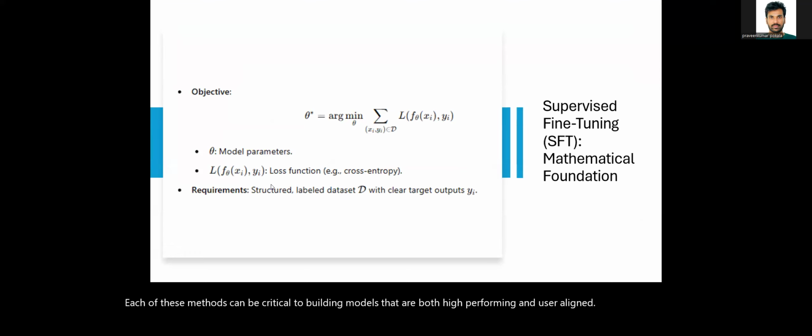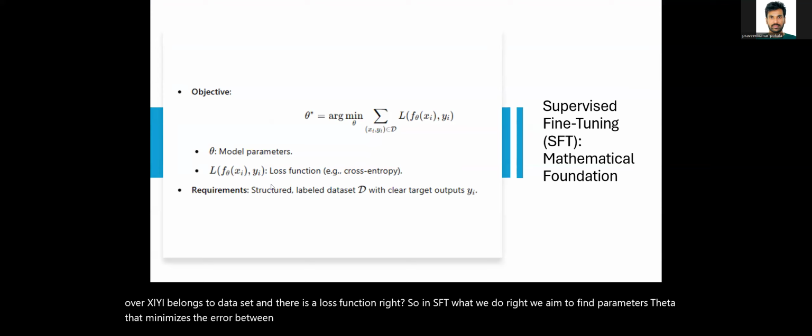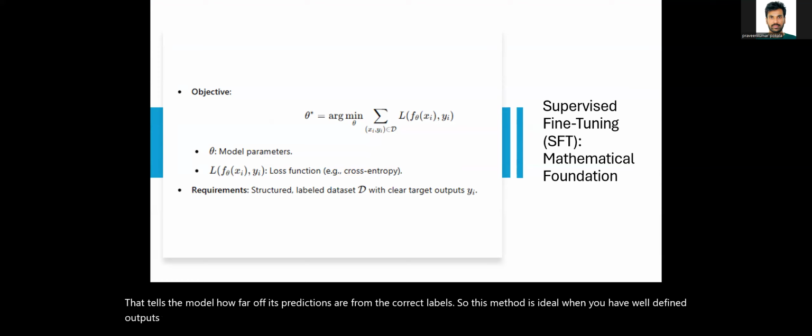So in SFT, we aim to find parameters theta. There is a loss function: theta star equals argmin over theta of the sum over (xi, yi) belonging to the dataset of the loss function, right? So in SFT, we aim to find parameters theta that minimize the error between the model's predictions and the labeled data. We use a loss function, typically cross entropy, that tells the model how far off its predictions are from the correct labels. This method is ideal when you have well-defined outputs and high-quality labeled data, as it allows for consistent and reliable model performance.